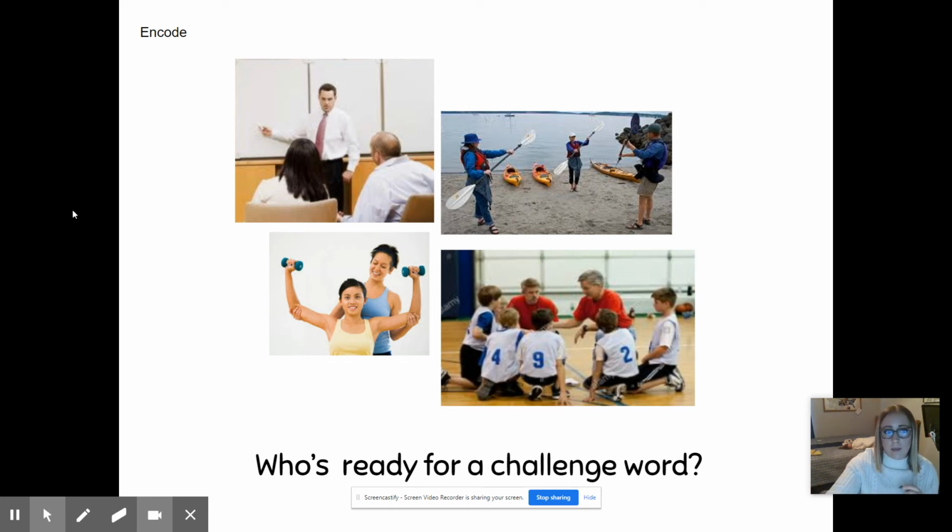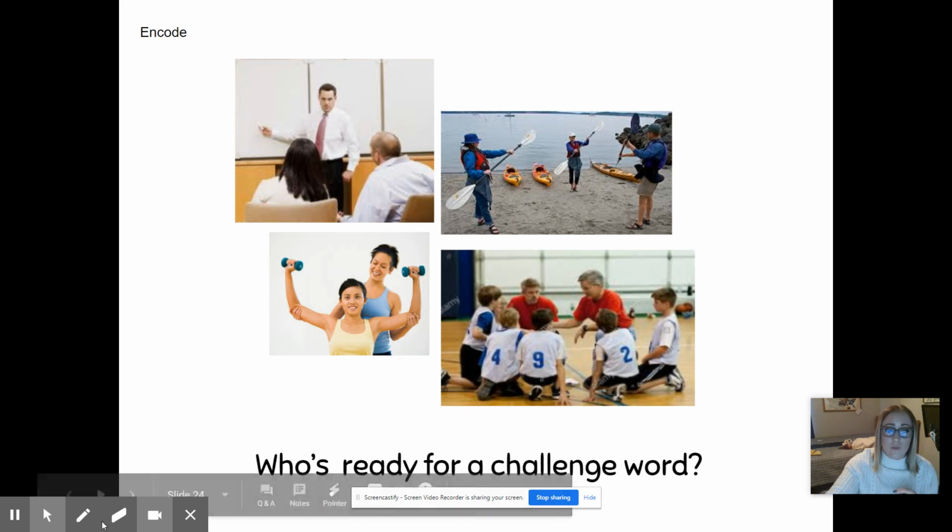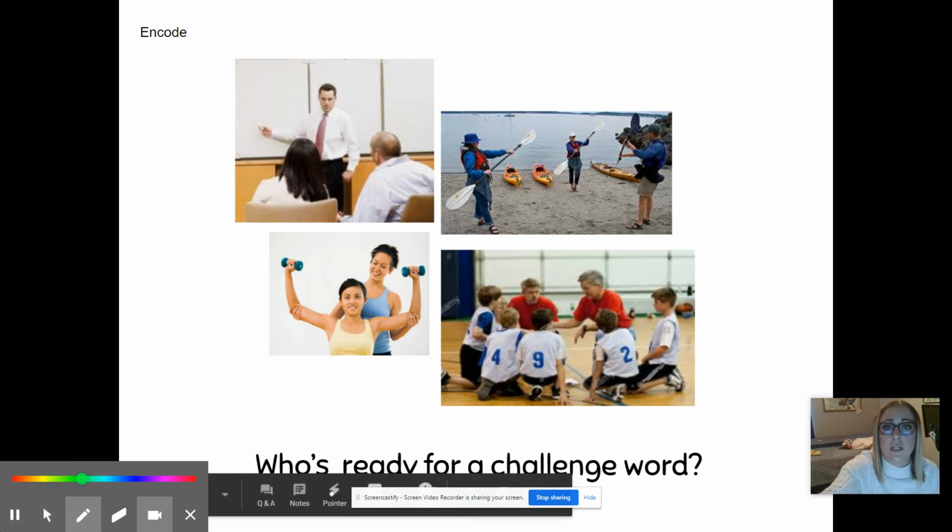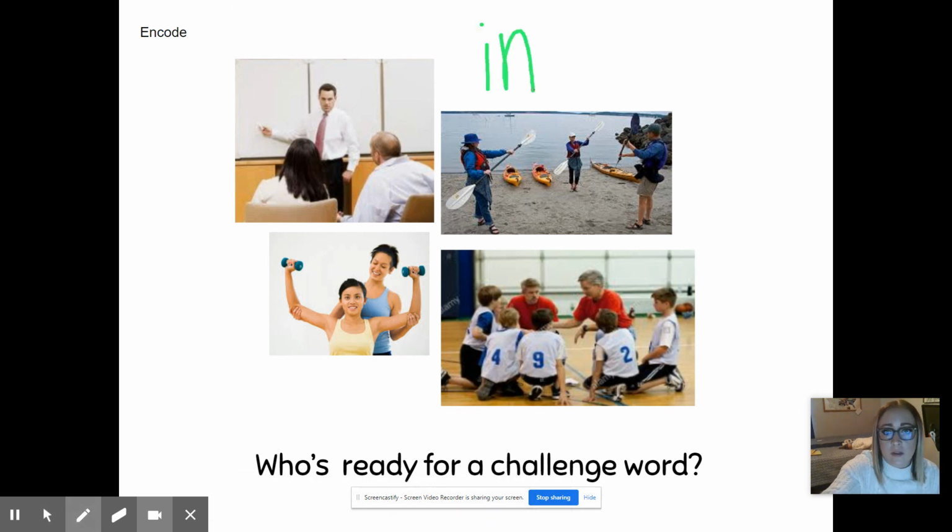So it has a couple of those examples, like this one where it said he looks like he's teaching a class. They're teaching them how to kayak. They're teaching them how to play basketball and then how to lift weights. So this word is instruct, just taking the or part of it out. So we're just instructing on this slide.